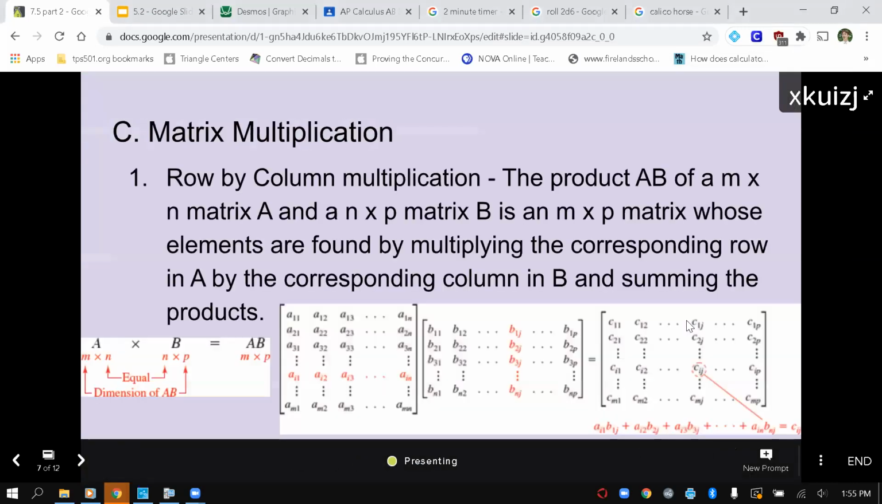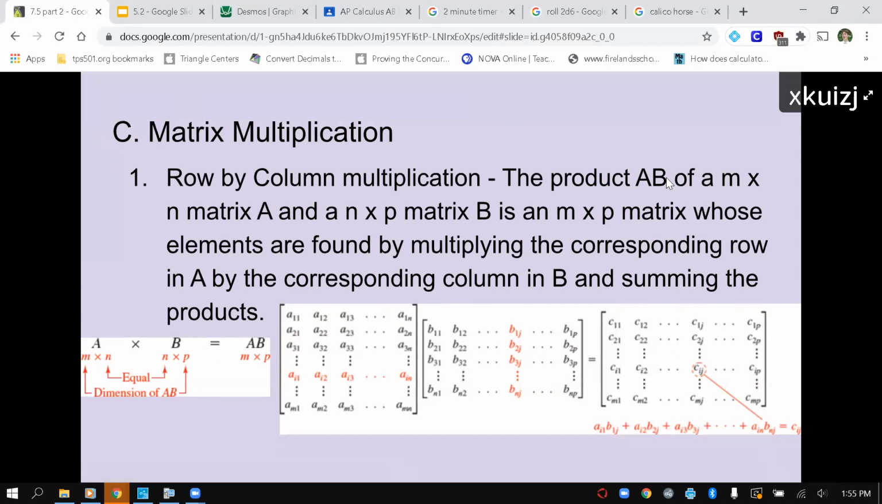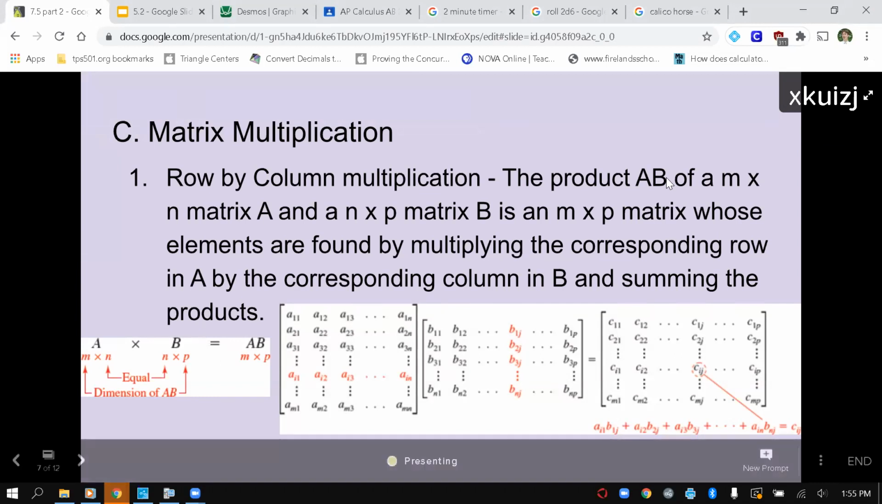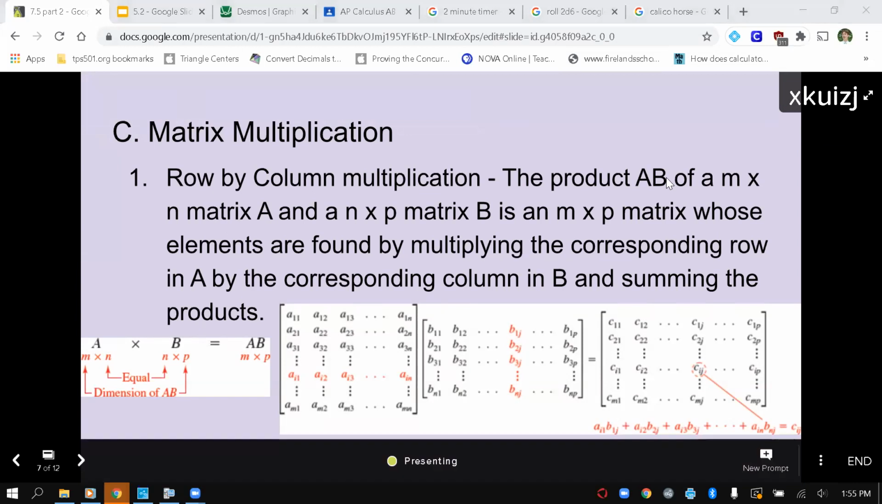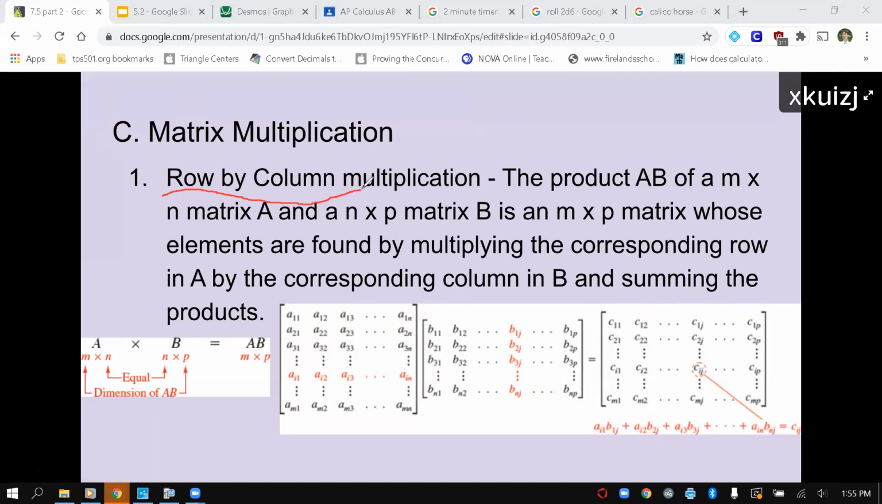Matrix multiplication. So I'm going to describe how it works. It probably won't make a lot of sense until you see it in action. But here's how matrix multiplication is defined. You have to do something called row by column multiplication. And again, you won't need to write down this whole slide word for word. I'll tell you what you should have.